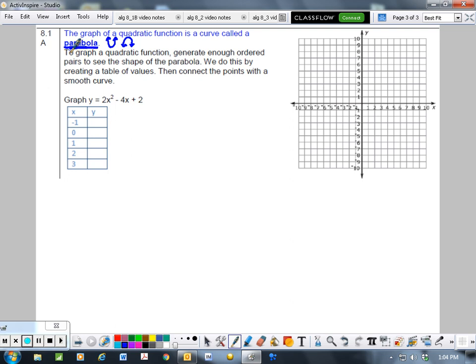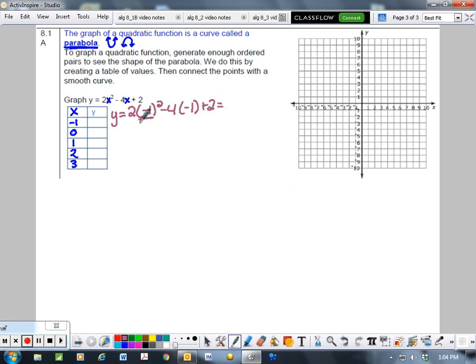And what we're going to do is graph this the way we graph anything we don't know how to graph, and that is with a table of values. So I pick values for my x. I've already picked -1, 0, 1, 2, and 3 for you. And we're going to plug those into x, find our y, and graph our points. So now we're going to start with y equals 2, and I'm going to plug in the -1. -1 squared minus 4 times -1 plus 2. And we're going to see what we get.